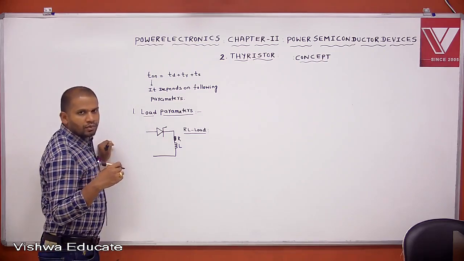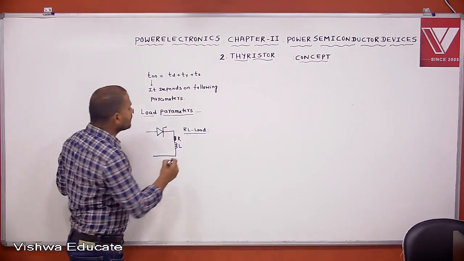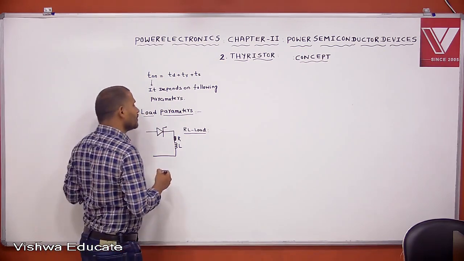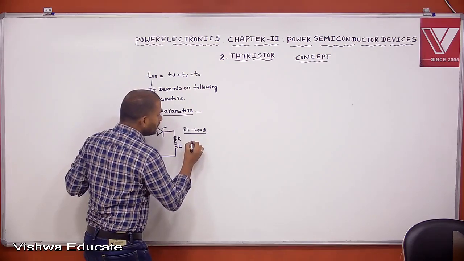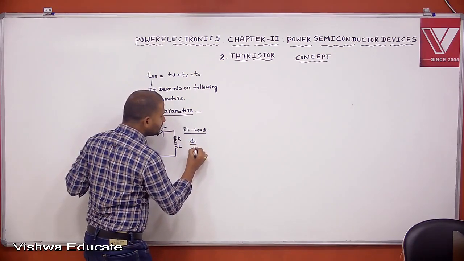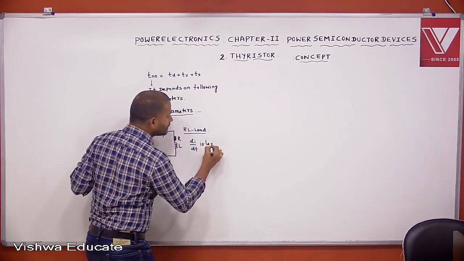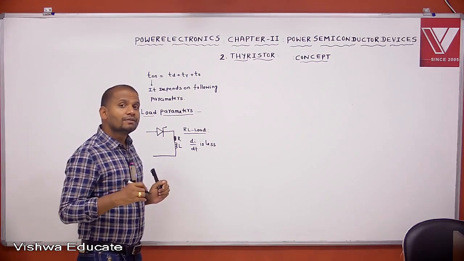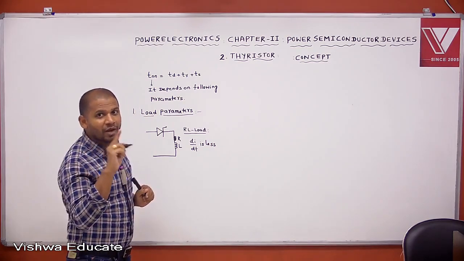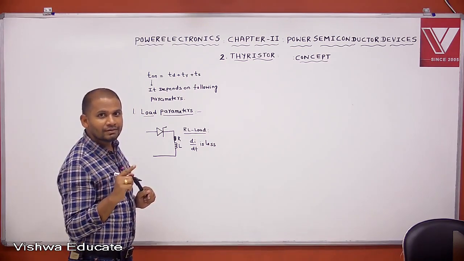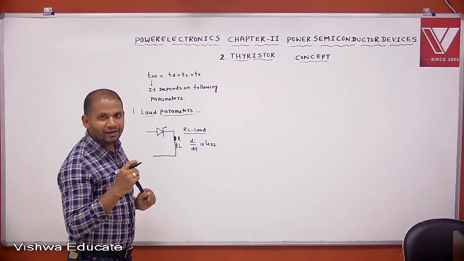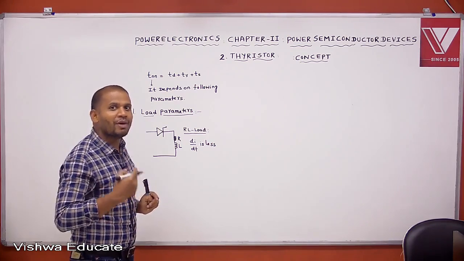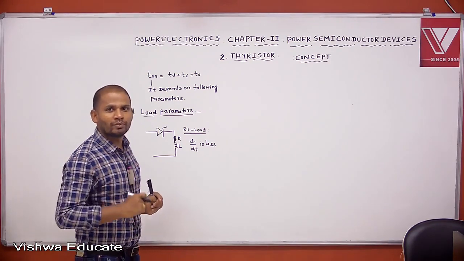Because the load consists of an inductor, for RL load, di by dt is less. Tell me why di by dt is less? Yes. An inductor always opposes the rise of the current. There is no sudden change of current. If di by dt is less, for rise of current, does it take more time or less time? More time. It takes more time.